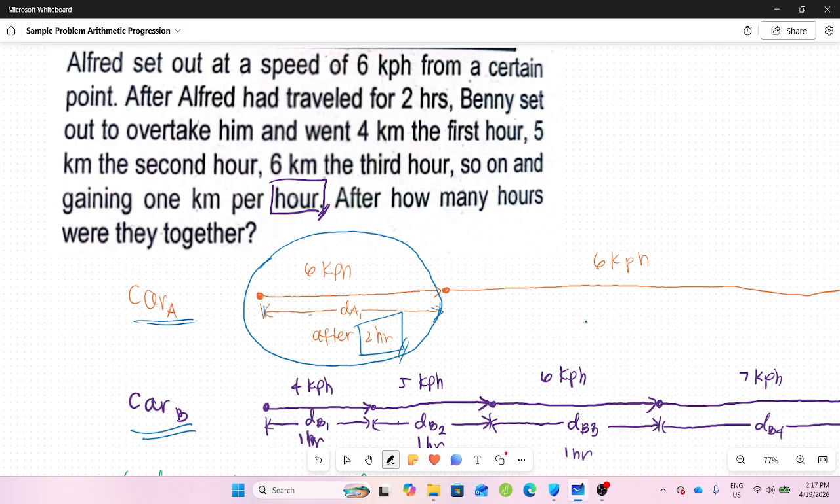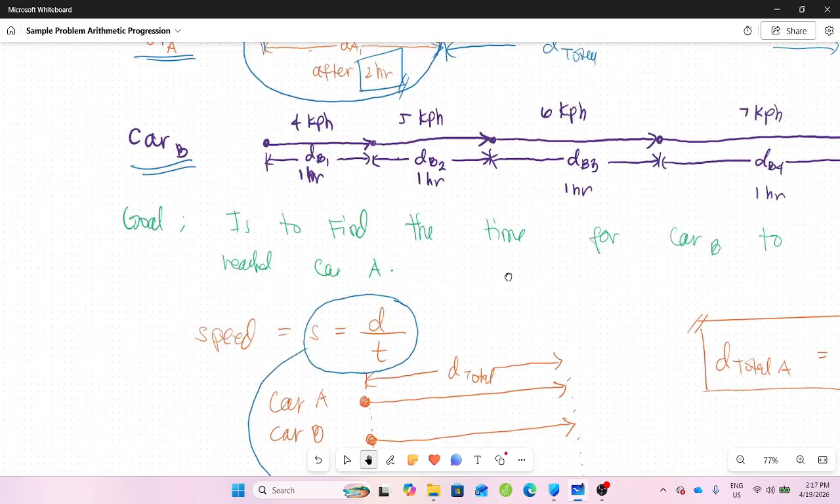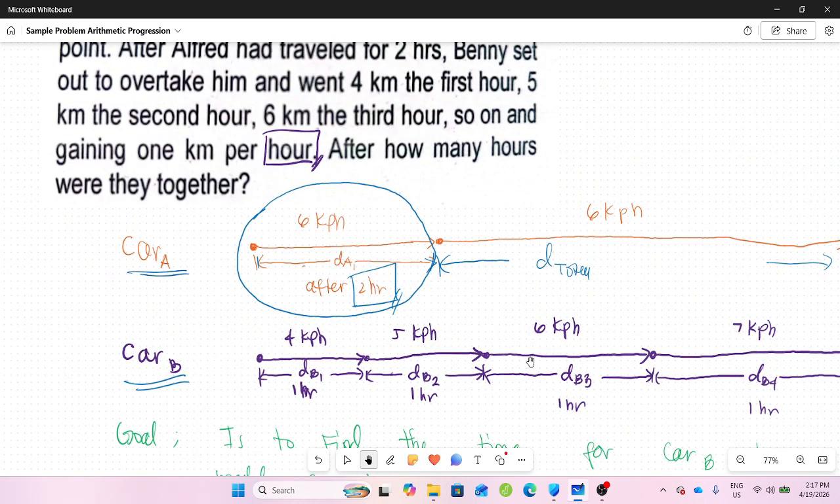Well, this part here until here is the D total. No. This one is the distance that can be calculated using this equation, the speed of A times the T total.